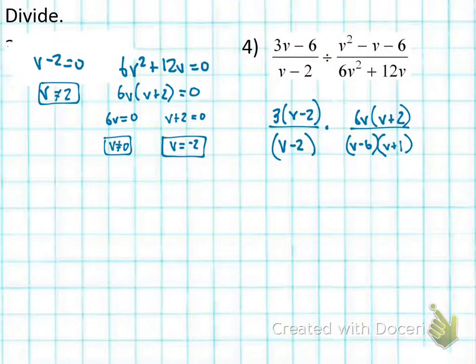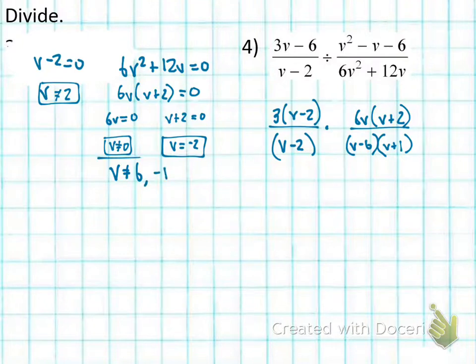Okay, now we check again for excluded values. What can't v equal to here in this first denominator? 2. Is that already one of my excluded values? Yeah. Good. What about the second denominator? What can v not equal to? 6. Is that one of my excluded values already? No, so we need to add that to our list. V cannot equal 6 now. And v cannot equal the last one. What's the last excluded value? -1, okay.